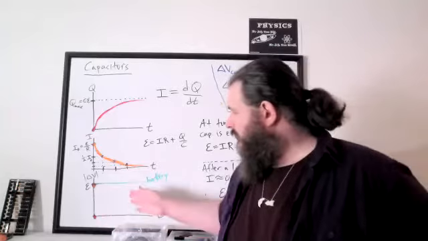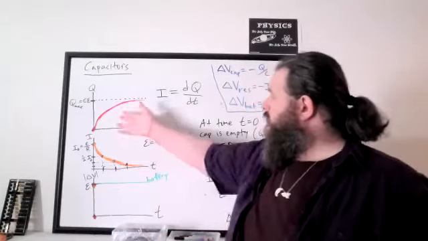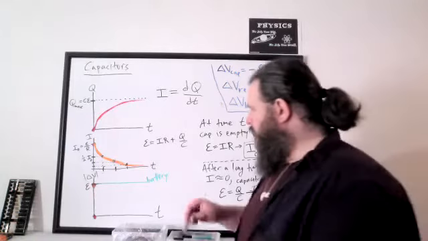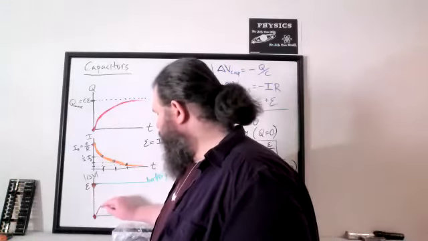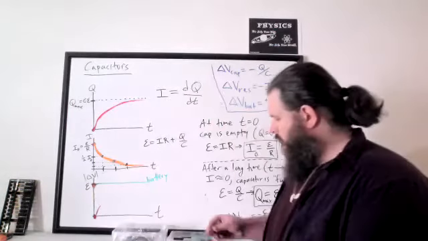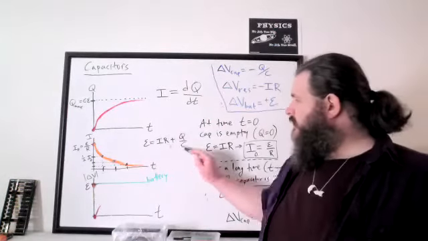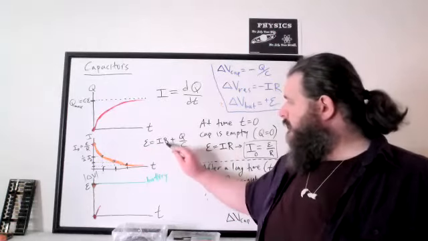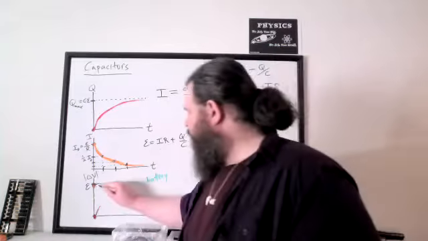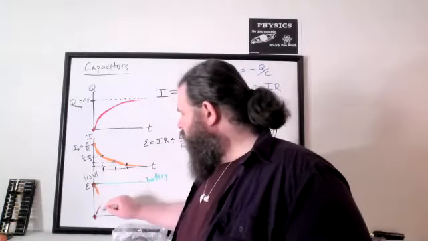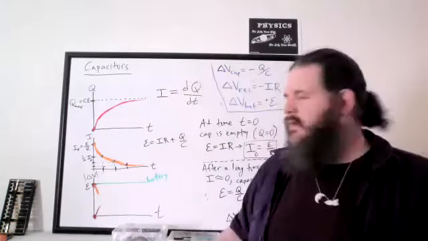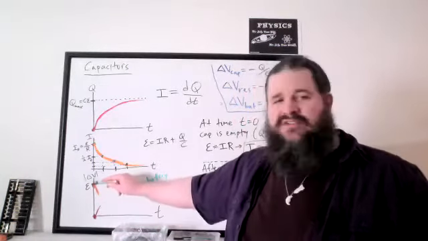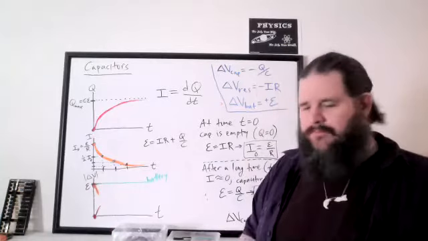But as time passes, since current's flowing, the charge is increasing, so the capacitor gets more voltage. So the capacitor's voltage is increasing. And notice that these still have to add up to the constant epsilon. So if the capacitor is getting more voltage, the resistor is getting less voltage. And these are going to be changing at the same rate. Over some period of time, you've got an increase in voltage on the capacitor, you've got a matching decrease in voltage on the resistor.